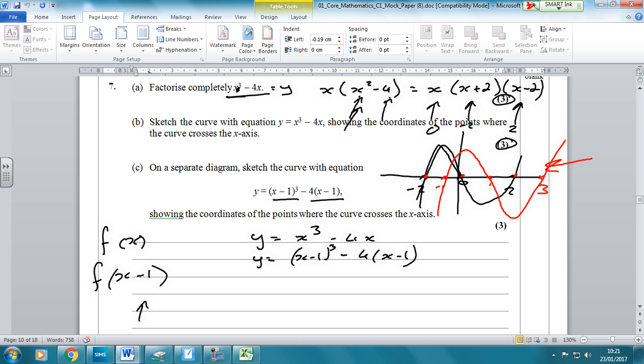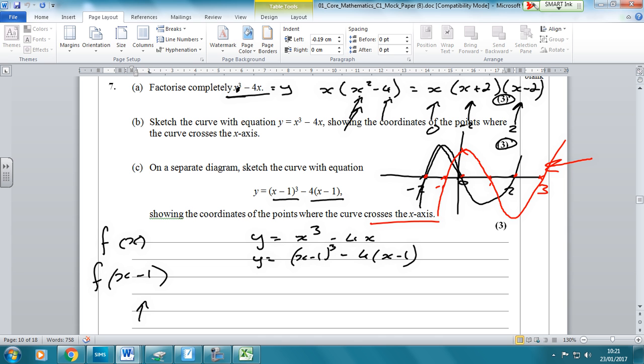That's it. That's our 3 marks. And all we've got to do is show in the coordinates where the curve crosses the x-axis. That's at minus 1, 1, and 3. If you want to, you could find out where it goes through the y-axis as well. In fact, the y-axis would be the top of that there.